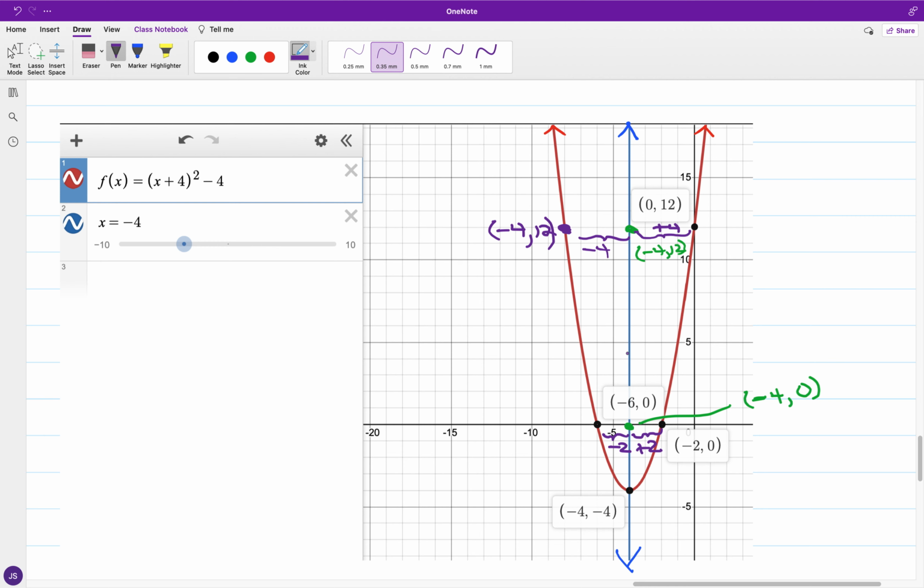And there are other ones too. We could supply other points, like here, 3 spaces to the right would be (-1, 5), and 3 spaces to the left of x equals -4 would be (-7, 5). So those would be additional points that make up the graph of this particular quadratic function.